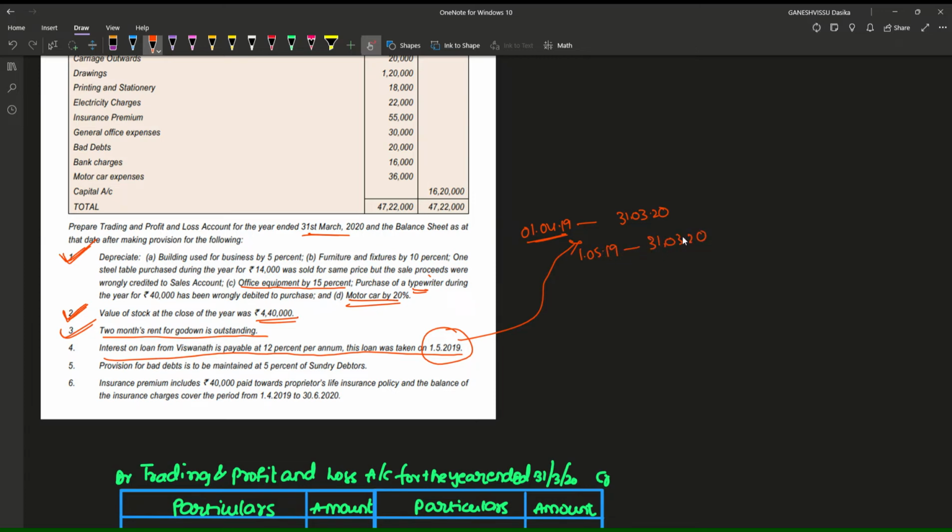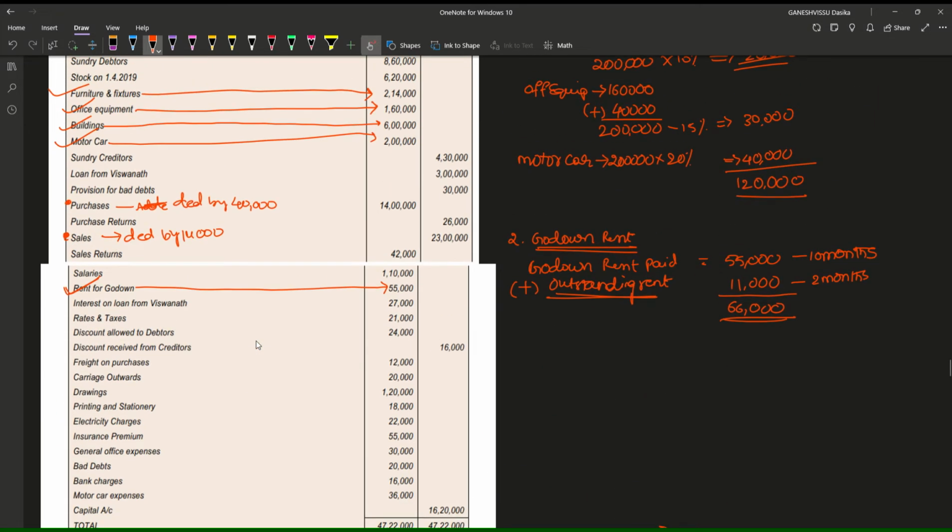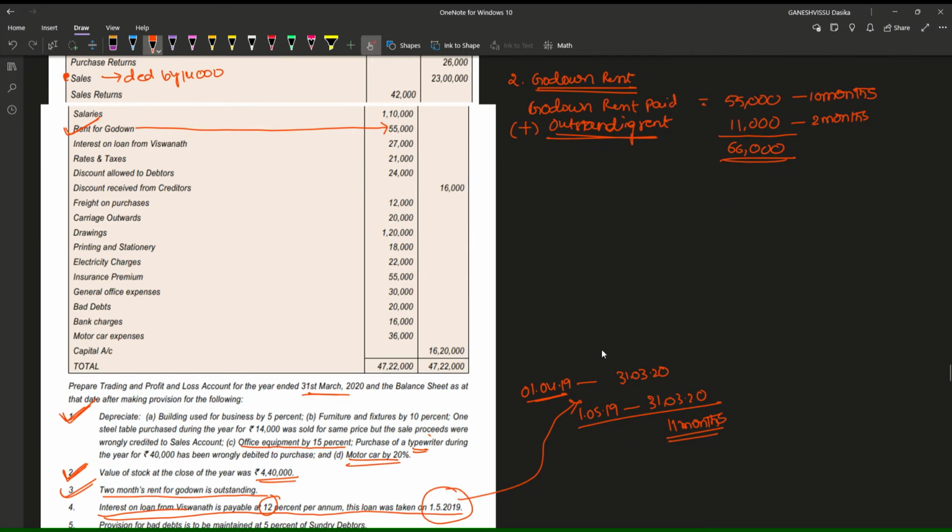The loan is for only 11 months, right? Loan is for 11 months. What they said is interest on the loan is payable at 12% per annum, right? Interest on loan from Vishwanath. A loan from Vishwanath which is 3 lakhs rupees. So that would be the third adjustment for us, the third working note.